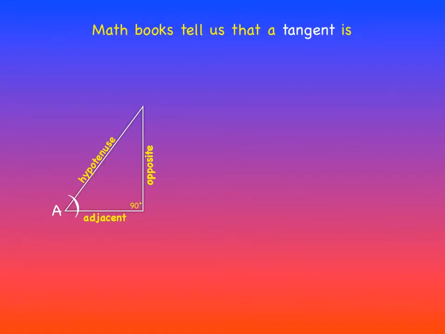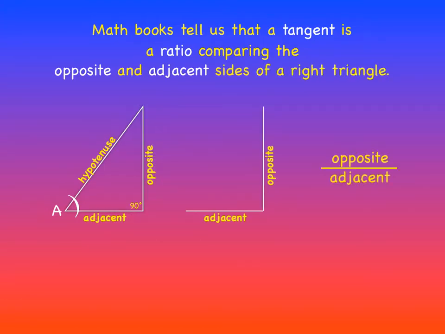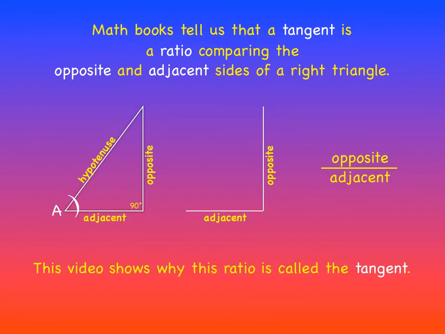MasteryLearningSystems.com. Math books tell us that a tangent is a ratio comparing the opposite and adjacent sides of a right triangle. This video shows why this ratio is called the tangent.